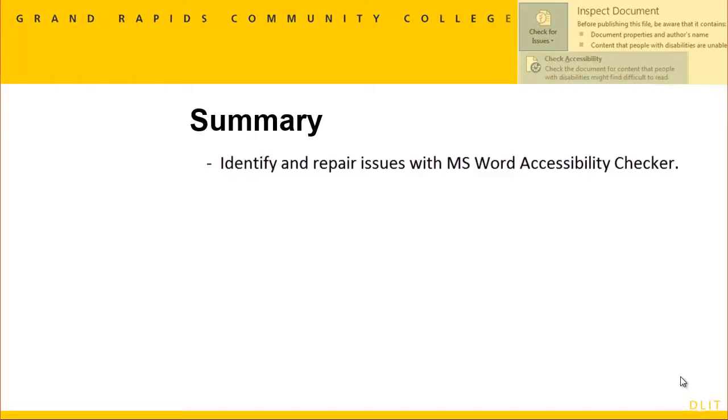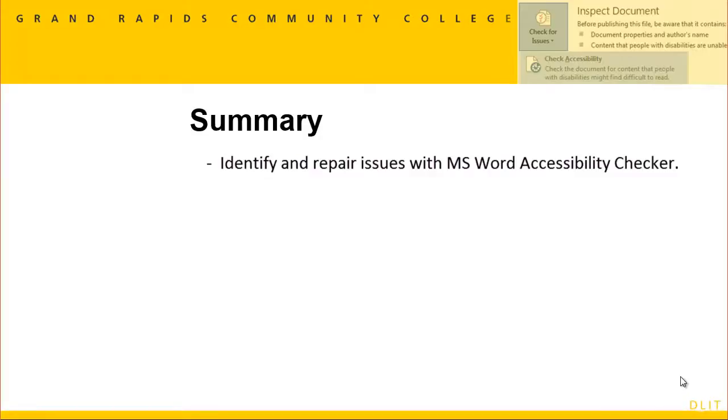To summarize, Microsoft Word Accessibility Checker helps to identify and repair issues in your document for PC users. It is not available for Mac users. Be aware that it does not catch every issue, but it is an excellent tool that not only helps to identify problems, it also provides step-by-step instructions for how to fix the problems.